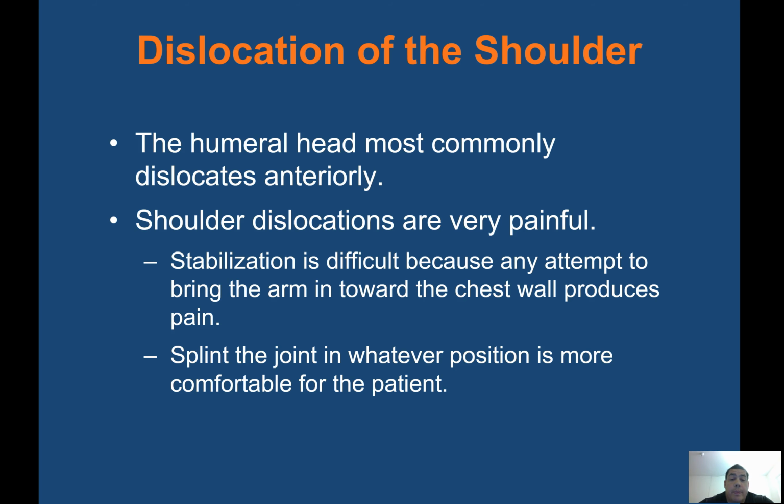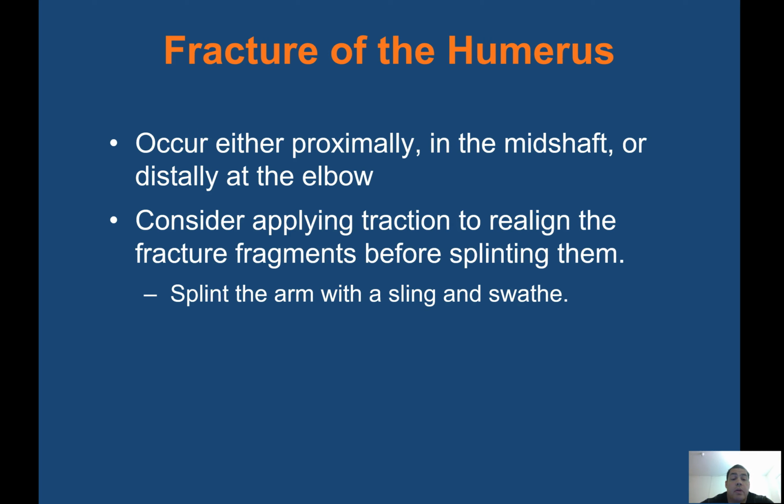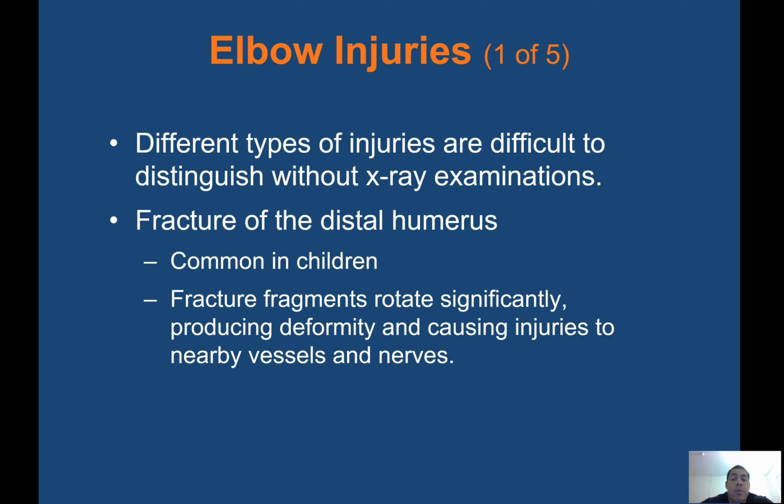Fractures of the humerus occur either proximally, in the midshaft, or distally at the elbow. Consider applying traction to realign the fracture fragments before splinting them. Splint the arm with a sling and swath. Elbow injuries: different types of injuries are difficult to distinguish without X-ray examinations. Fracture of the distal humerus is common in children. Fracture fragments rotate significantly, producing deformity and causing injuries to nearby vessels and nerves.